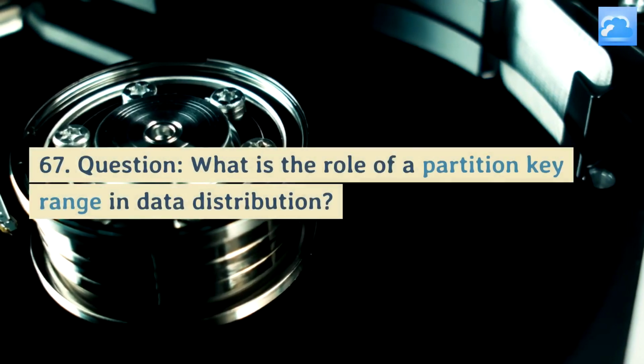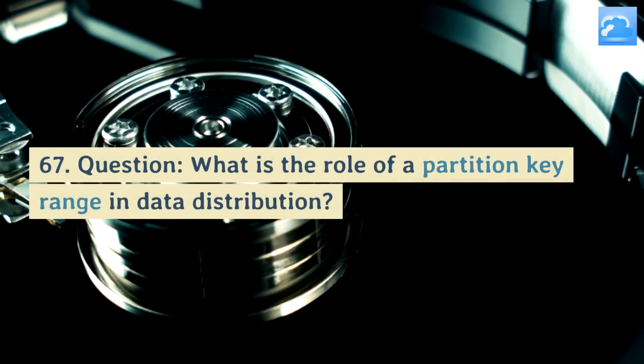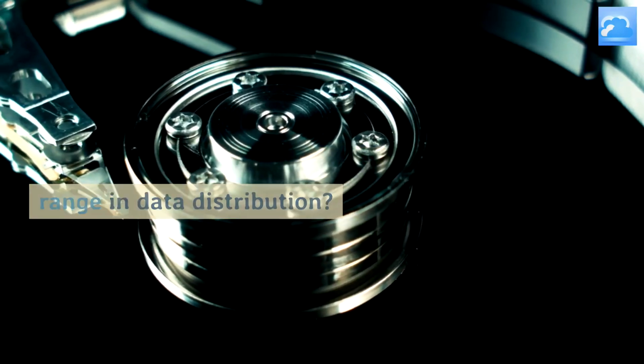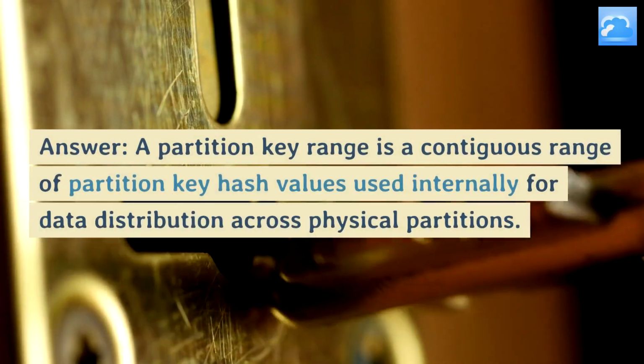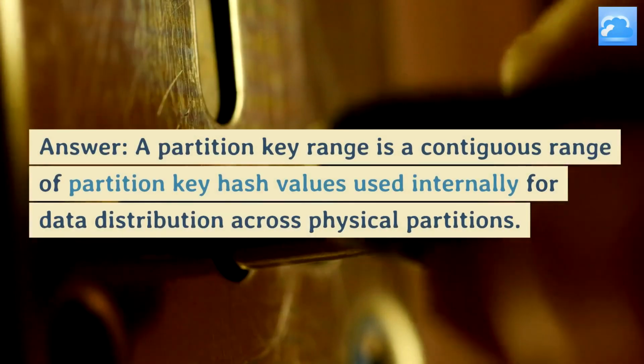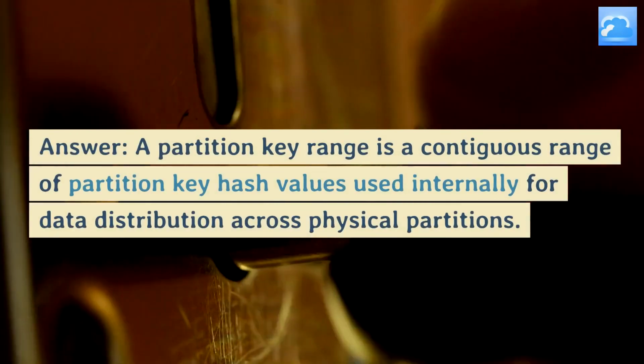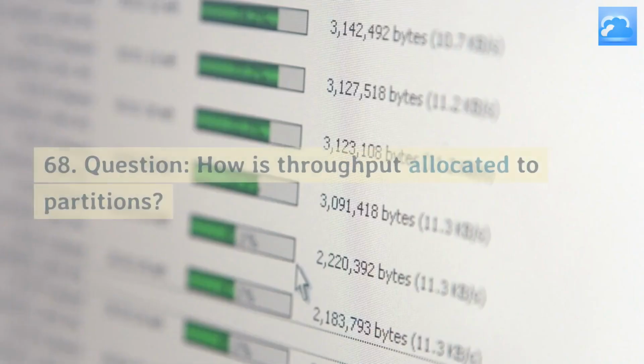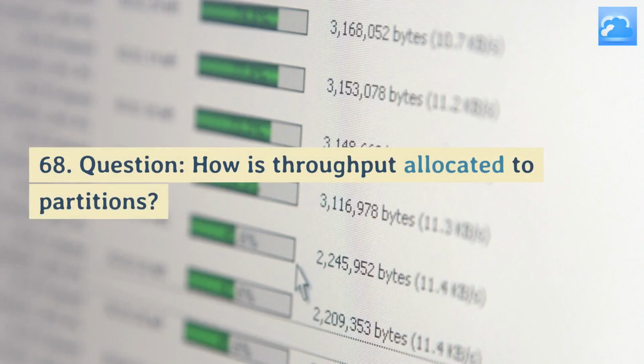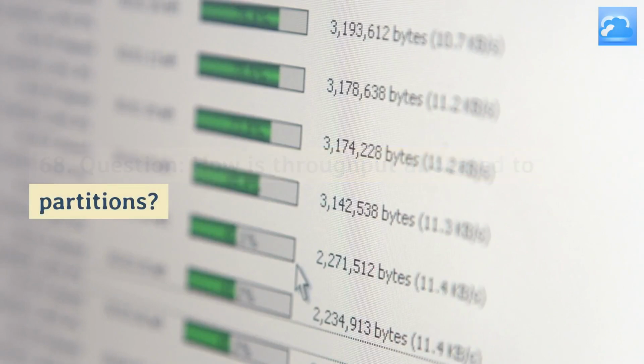67. Question, what is the role of a partition key range in data distribution? Answer, a partition key range is a contiguous range of partition key hash values used internally for data distribution across physical partitions.